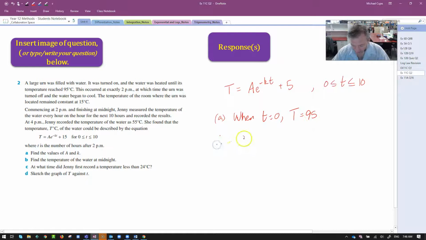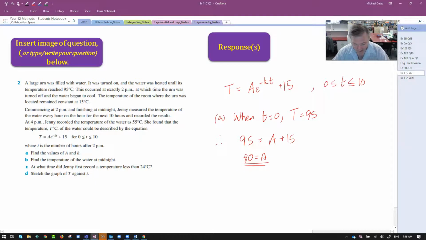Let's go ahead and see what that tells us. 95 equals A e to the kt plus 15. Well, that's all going to be 1, isn't it? Because t is 0, and something to the power of 0 is 1. So A plus 15, it should be 15 there. I'm sure I said 15, but it didn't seem to want to write correctly. Subtract 15 from each side, and I've got 80 is equal to A. Great, so we've got that value there.